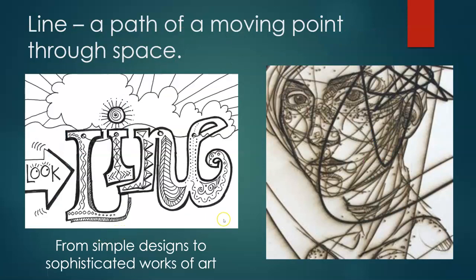Line is a path of the moving point through space. Line can be used to create something as simple as this line design on the left, or it can be used to create something as sophisticated as this design on the right.